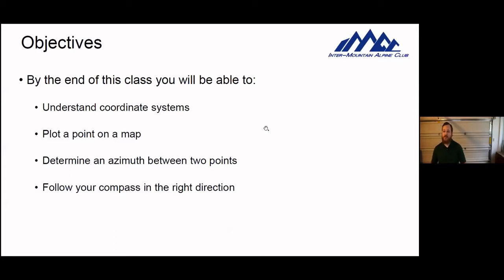So the objective of this class is for you to be able to understand coordinate systems, plot a point on a map, determine an azimuth between 2 points, and follow your compass in the right direction.